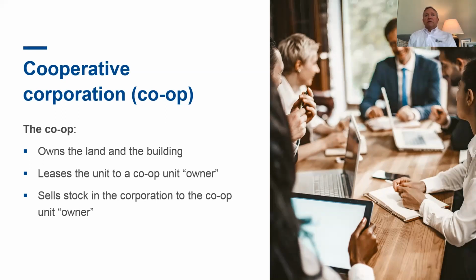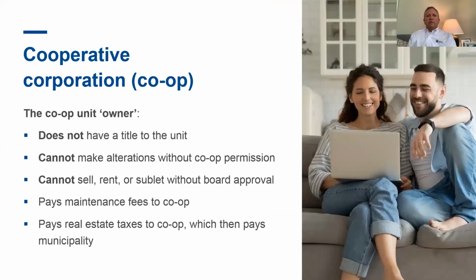So you own this stock in the corporation, and you have this long-term lease, and now you can occupy the apartment. Let's go to the next slide, please, because that's talking about what the cooperative corporation does. Let's talk about how it works for you as a co-op owner, and we're putting that in quotation marks because technically you're a lessor. But you don't have title to the apartment.